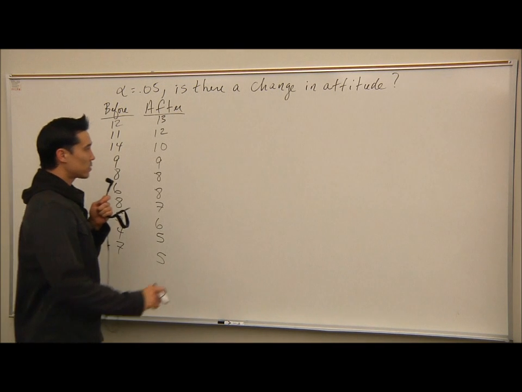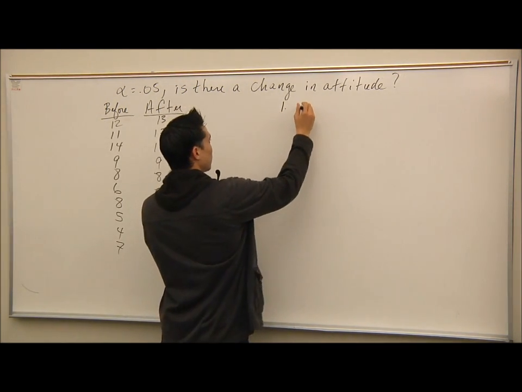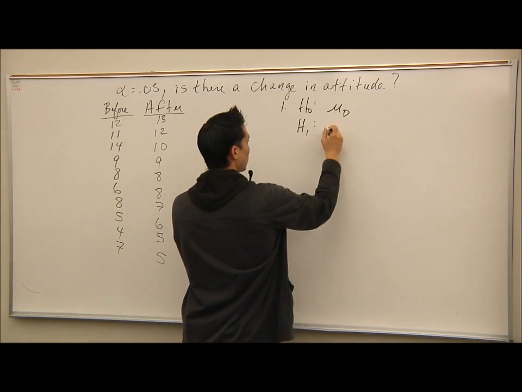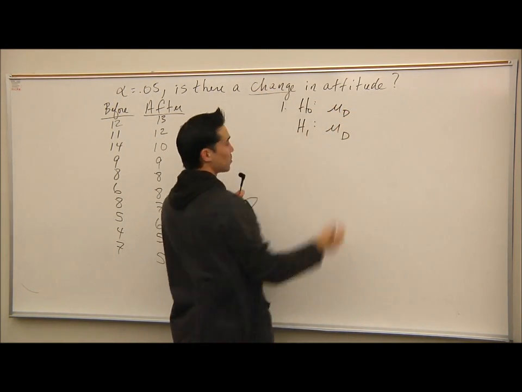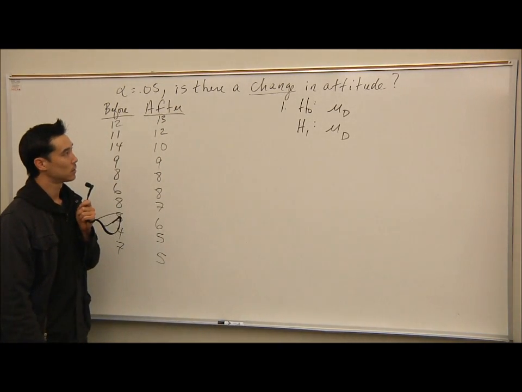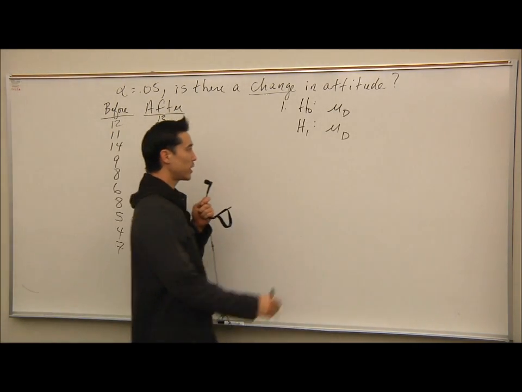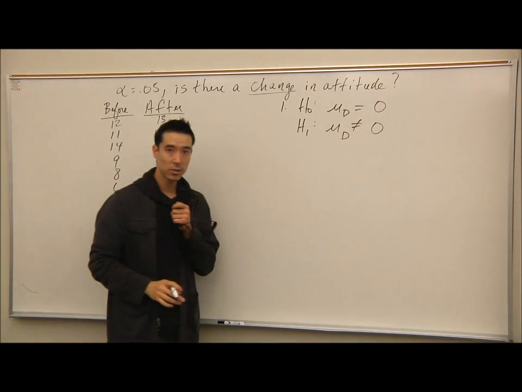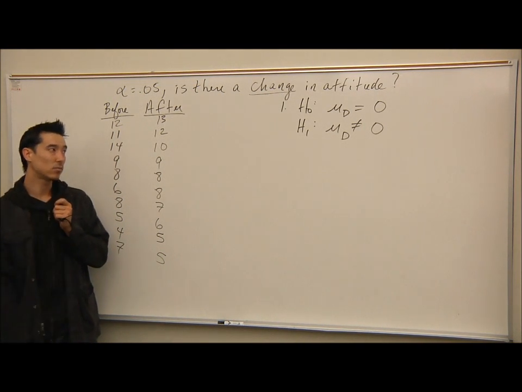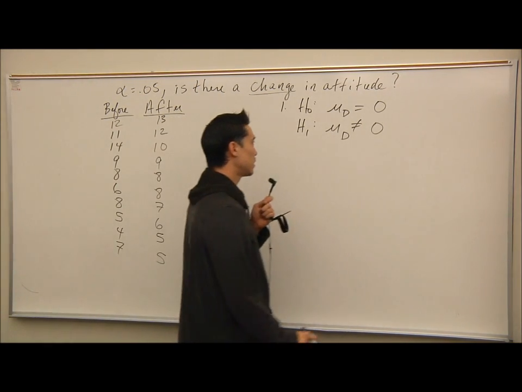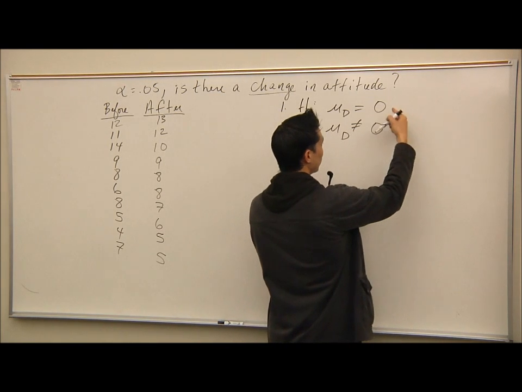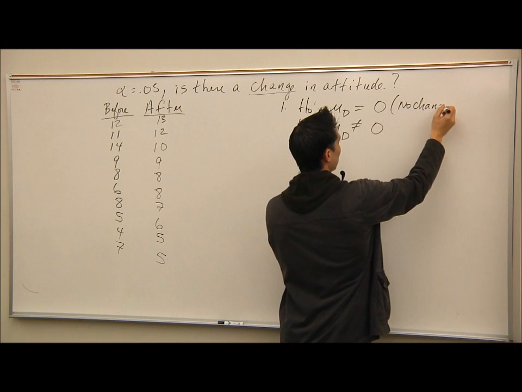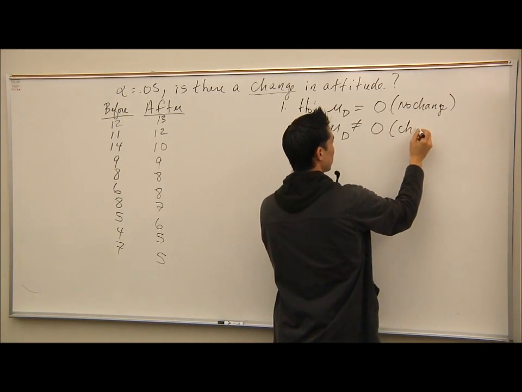Let's all do H0 and H1 together. What does the question ask? Is there a change? What type of test is that? Two-tailed, right? Change in attitude. So if there's a change versus no change, that's equal versus not equal. So this one is saying no change. This one's saying there's a change.